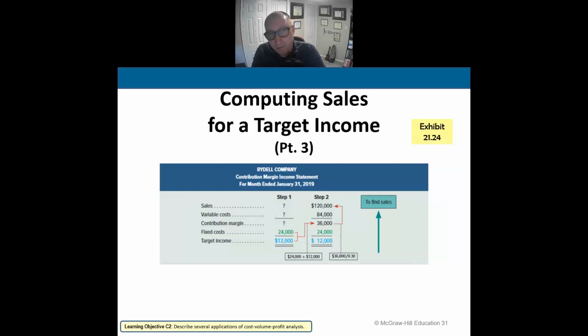And another way of calculating your target income: take sales minus variable cost equals contribution margin, minus fixed cost equals your target income. You can find your target contribution margin by taking your fixed cost plus your target income. That way you can find your sales by working backward.